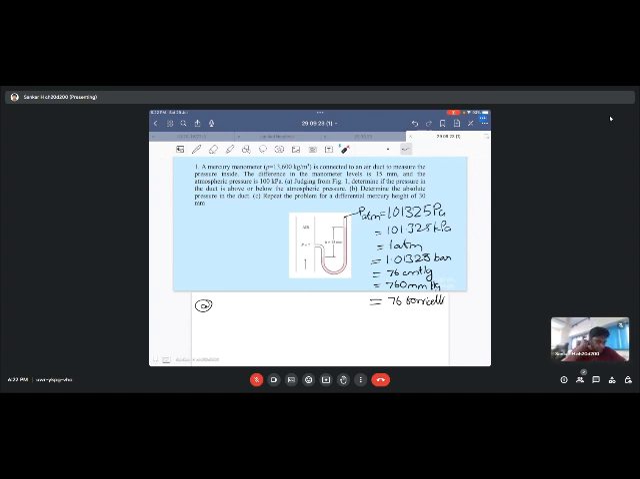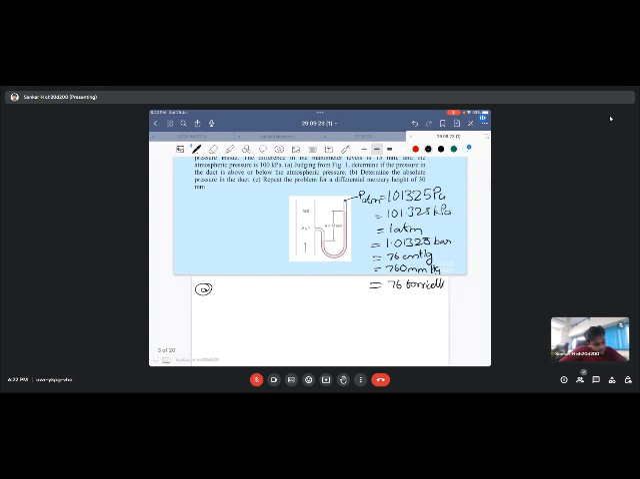Therefore, the pressure exerted over here has to be larger than the pressure exerted here. Otherwise, the height of the mercury would not be lower than the height of the mercury in the right limb.